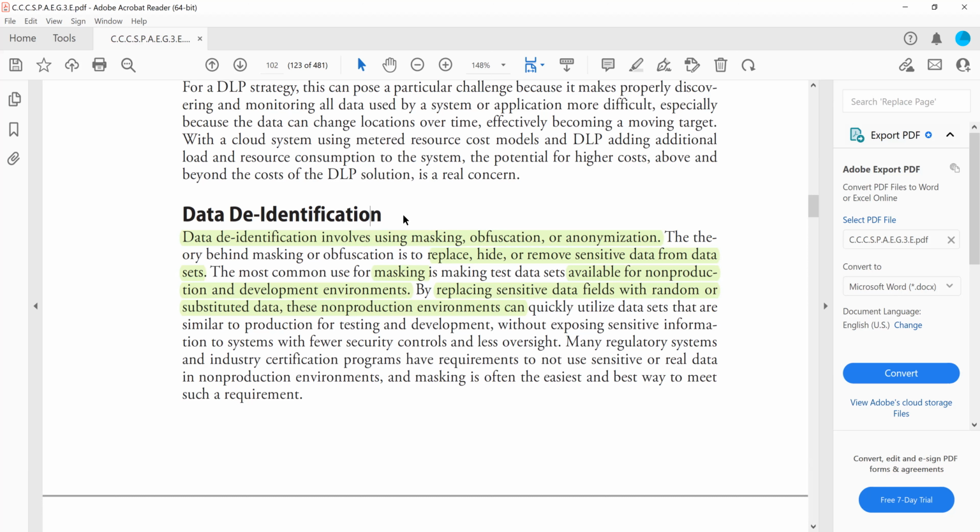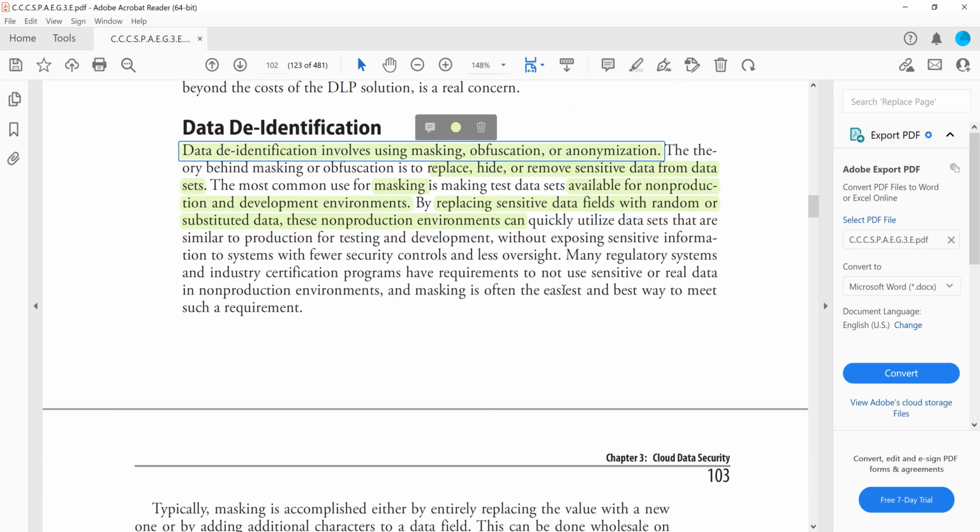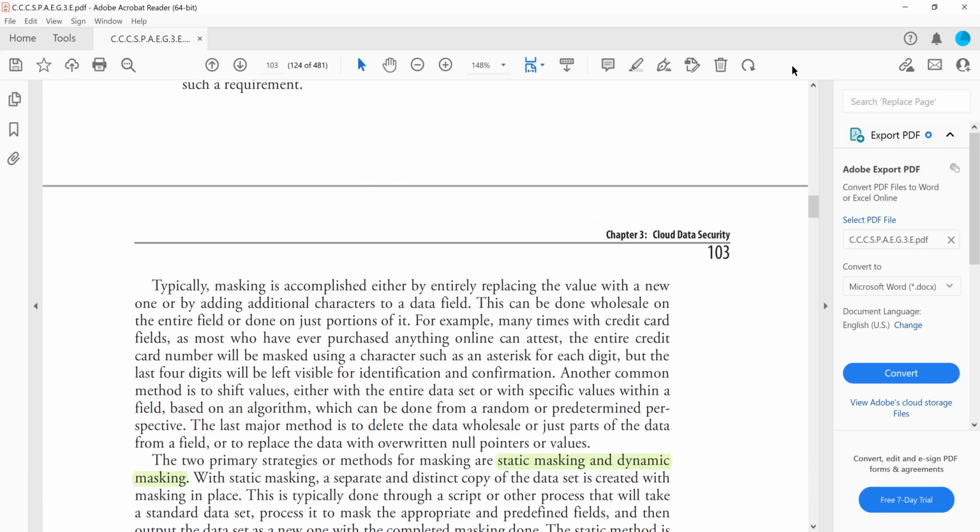Frankly speaking, I cannot understand the conflict here. But anyway, I want you to understand data de-identification: you have to remove the identification. We have de-identification methods: masking, obfuscation, and anonymization. We will speak about obfuscation and anonymization later, but these are the methods which will be used.